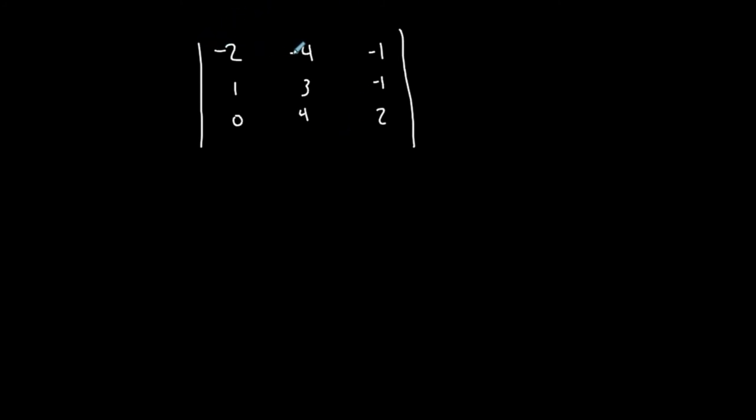I'm going across the top, and again, it's plus, minus, plus. That's the pattern of the signs that go in front of the element. So plus, the first element here, negative 2, times its leftover matrix determinant. So cross out this row and this column, and I'm left with 3, 4, negative 1, 2.